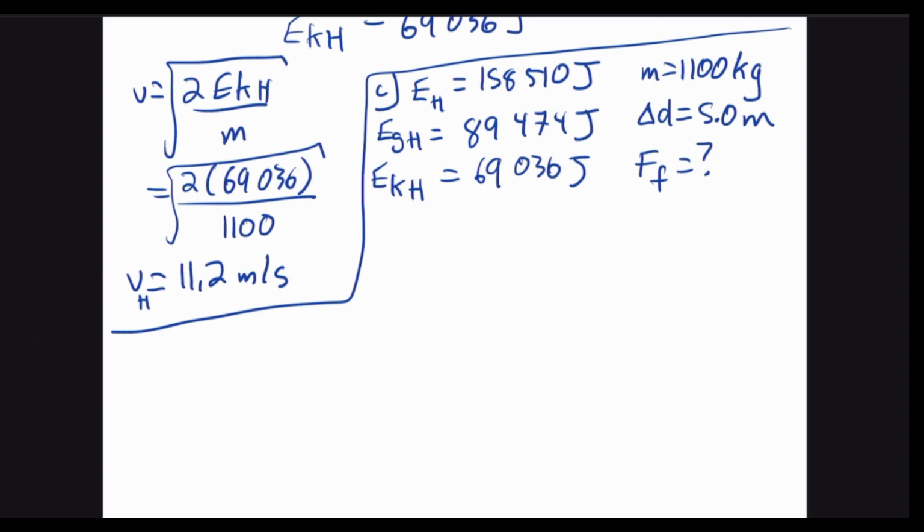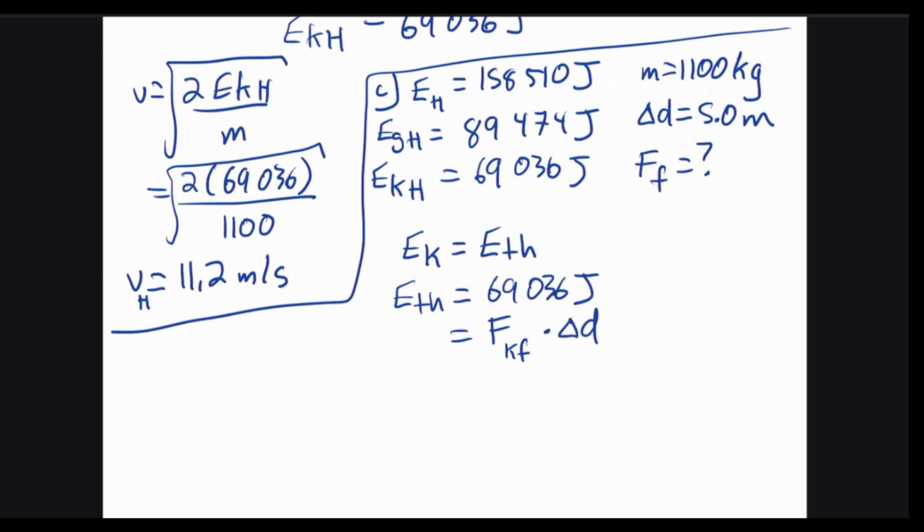So let's think about it this way. We aren't dealing with our gravitational potential energy. We're just canceling out the kinetic energy. So the kinetic energy of our system is what we're going to get rid of. And so it's all going to transfer into thermal energy. So our thermal energy is going to equal our total kinetic energy at this point, which is 69,036 joules. We know that our thermal energy equation is just force of friction, force of kinetic friction, because we're moving, times delta D, and I basically know all those values.